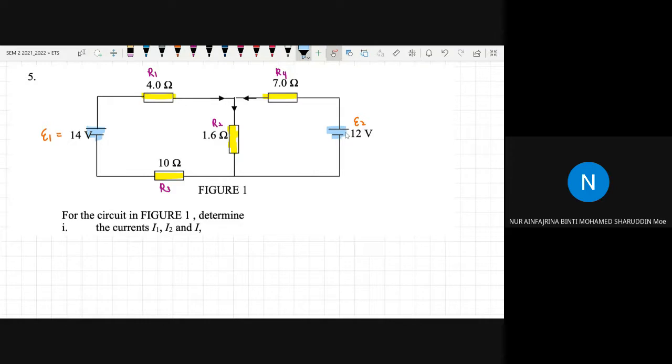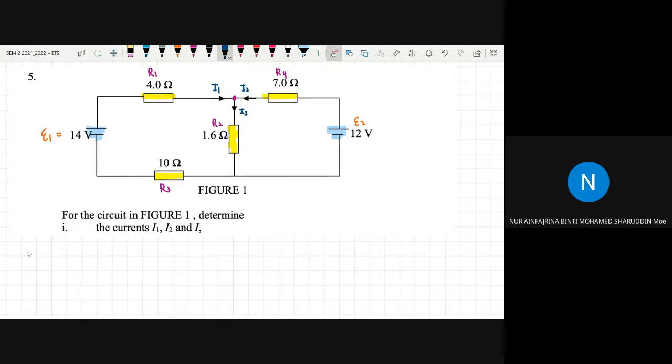Okay, now so once we are done with the labeling, Miss akan tengok current dahulu. Okay, here dia tak label the current. Tapi kita tahu sini adalah junction. So Miss akan anggap ini adalah current 1, current 2 dan ini adalah current 3.